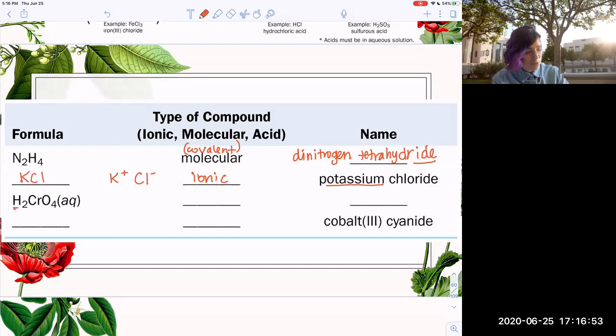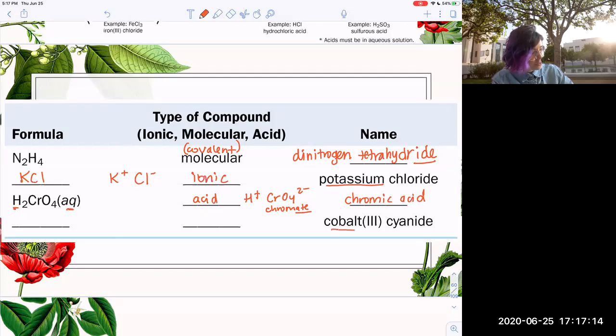What about this one? It has H and AQ, that means this thing is an acid. So I have to break it down. Look at the ions. Look at the pieces, because that's going to help us with the name. So what is this called? This is called chromate. So it turns into chromic acid because I ate something icky.